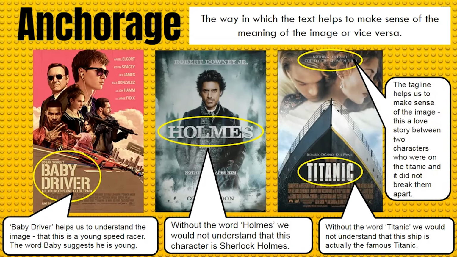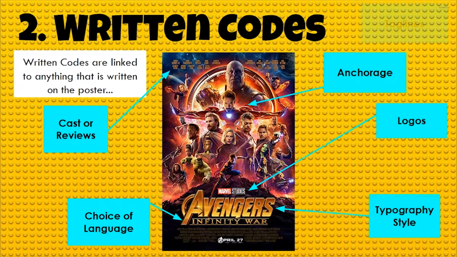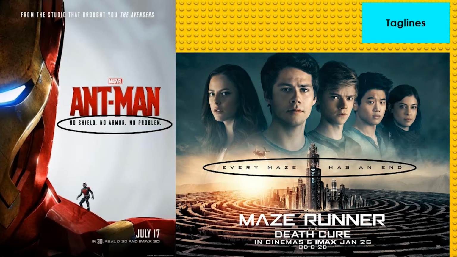And the tagline also helps us to understand that this is a story that's not just going to be about sinking of the ship. I'm sorry, spoiler alert. So anchorage is really important in terms of how the text and the image work together to create meaning. Finally, in written codes, we have taglines, which are a bit like slogans, but they essentially give us a bit more information about the film and the possible storyline. Not all film posters use them, but here are some examples. As you can see, Ant-Man's tagline, no shield, no armour, no problem, and Maze Runner's every maze has an end.